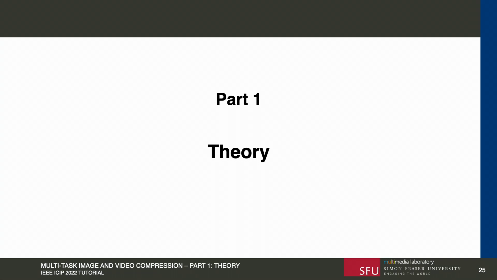So we saw that in the context of multitask compression, feature compression is very important. And in this part of the tutorial, we're going to focus on the theory behind feature compression. We're going to start off by reviewing some of the relevant concepts from information theory.